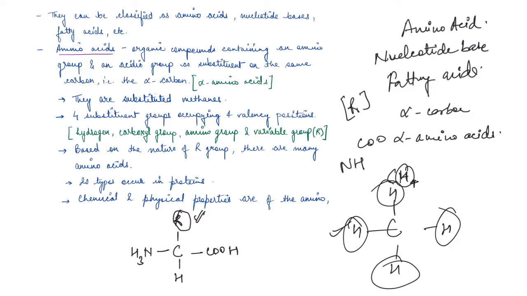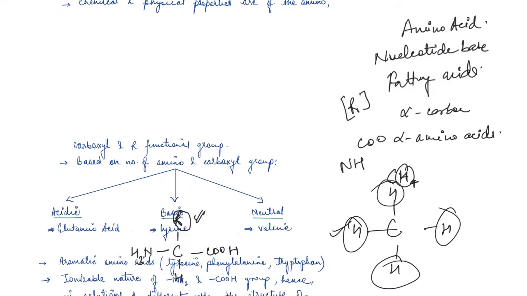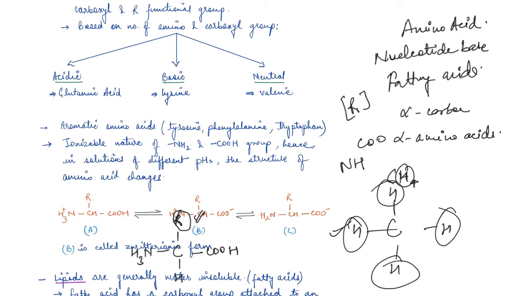Now, if I talk about the chemical and physical properties of amino acids, basically it is dependent on the amino, the carboxyl, and the R functional group, right? So on the basis of the amino and carboxyl group, the amino acid can be either acidic or basic or neutral. So if I talk about examples, guys, the example of acidic is glutamic acid, again an amino acid. The example of basic is lysine, and the example of neutral amino acid is valine, right?